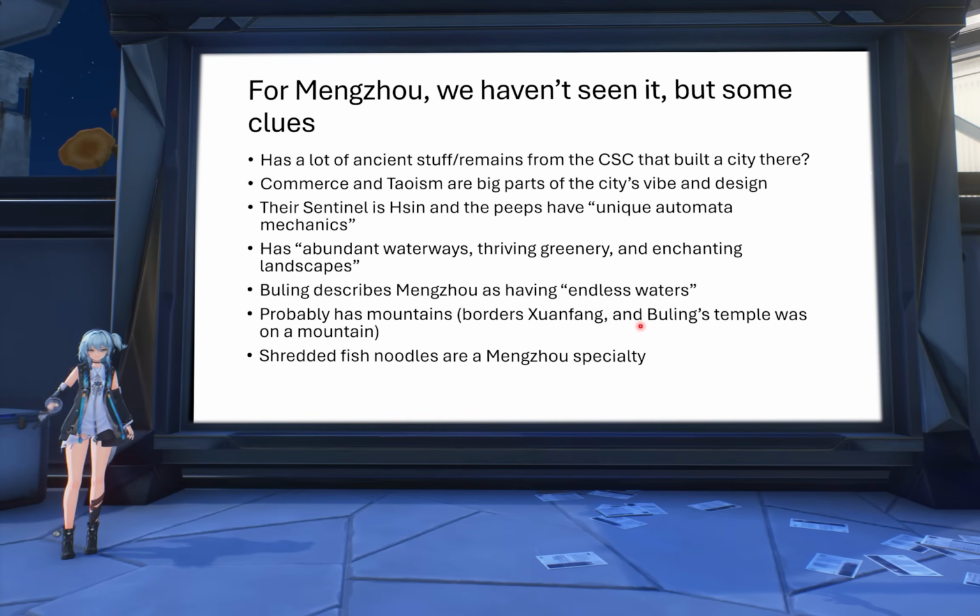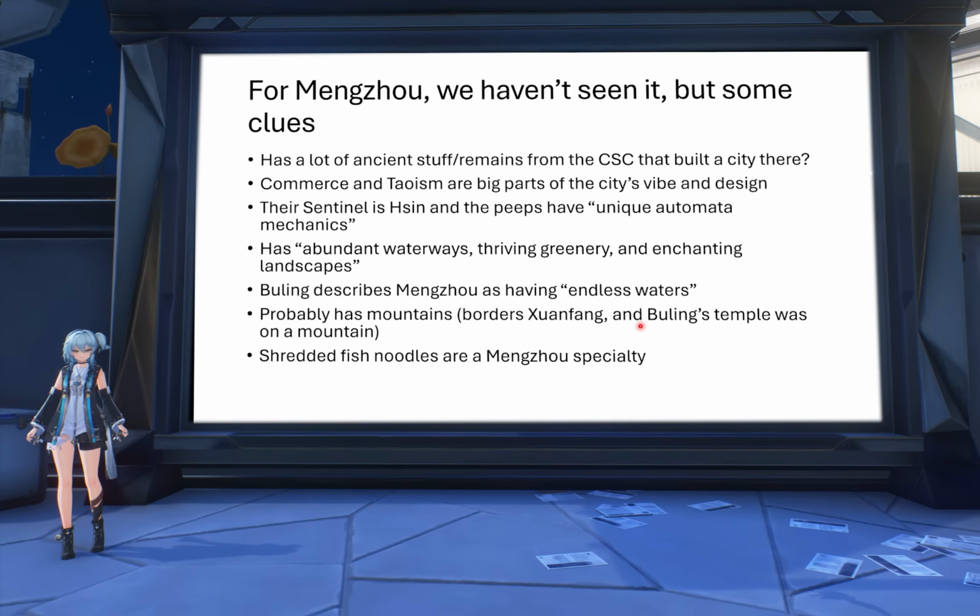The other thing is that Wuling's favorite food is shredded fish noodles, which are a Mengzhou specialty. So that's all of the current information that we basically have on Mengzhou so far. So you guys are probably thinking, okay, based on this information, surely, Penguin, you have a bit of a guess for where this is based on in China.